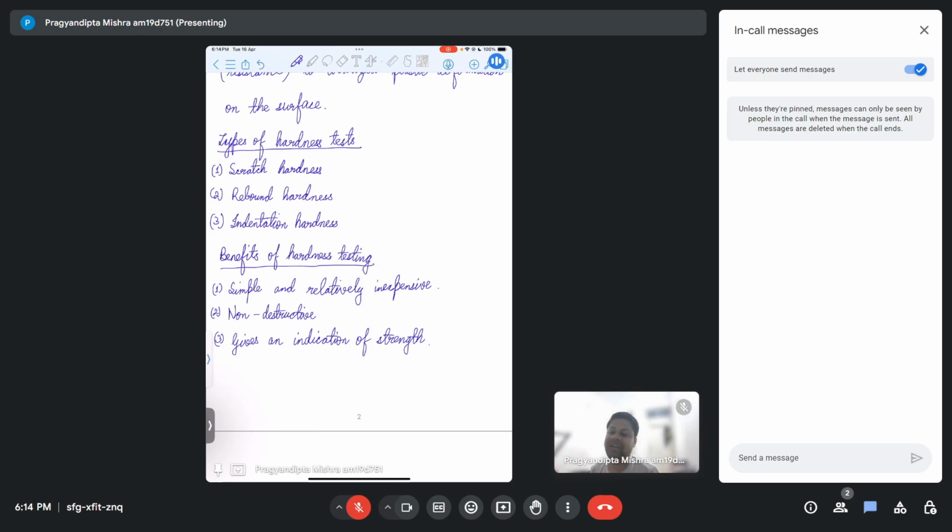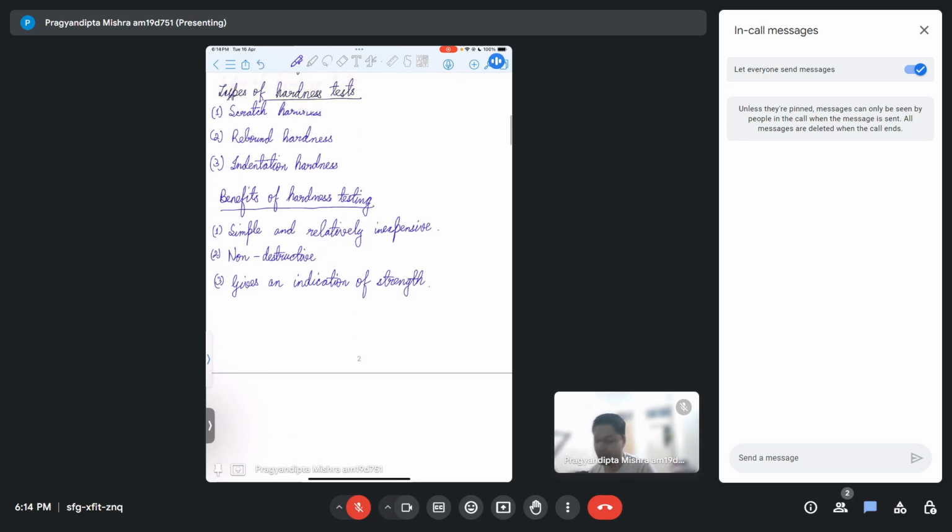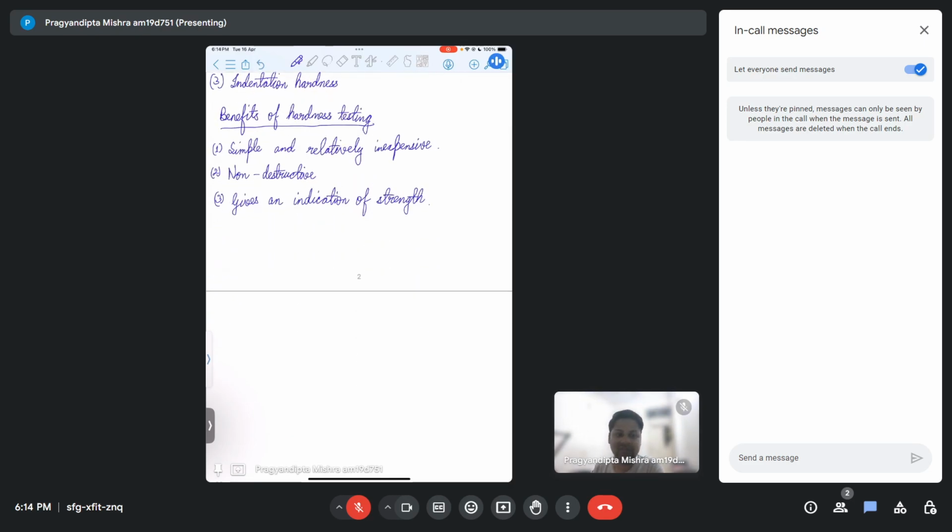So let's come back to the three types of hardness tests, and we'll understand them one by one. We'll be going into more detail about indentation hardness because that is the more modern or commonly accepted type of hardness testing in today's times. But we will also understand how scratch hardness and rebound hardness were being done earlier, and why we have moved on to indentation hardness. So coming to scratch hardness first.